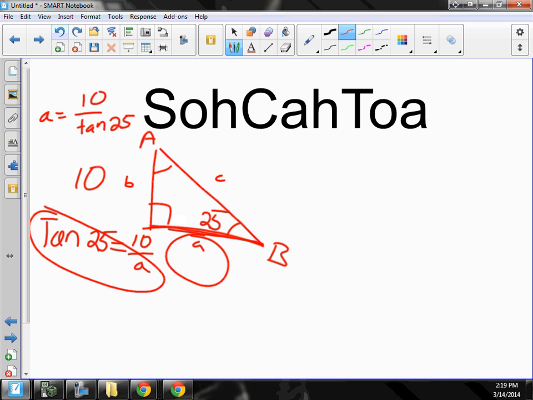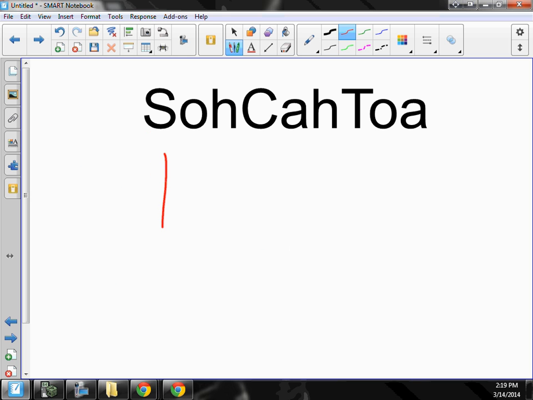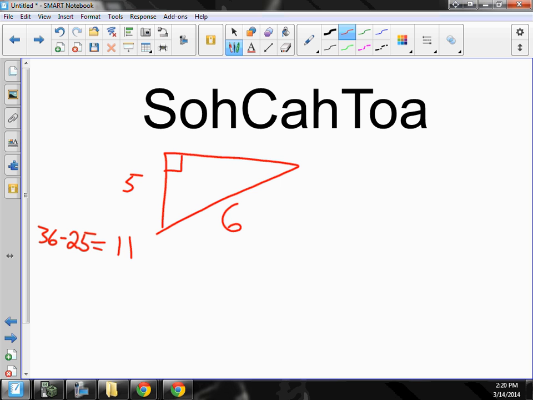But what if that second piece of information happens to be one of the side lengths? So if you knew this was 5 and this was 6, how would I find the other side? Pythagorean theorem. So 36 minus 25 is 11. So this is the square root of 11. That's 6 squared minus 5 squared.